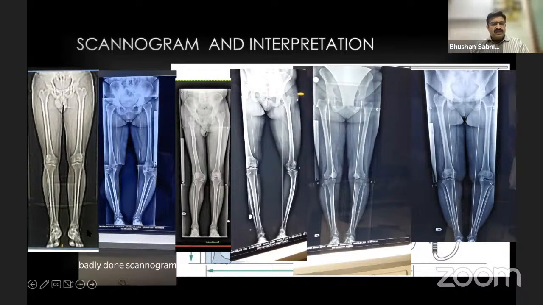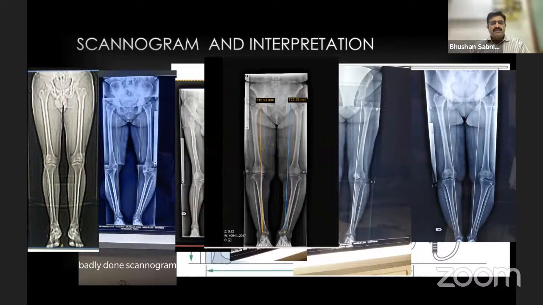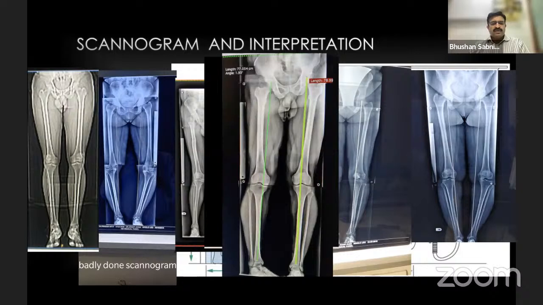I think this is the worst kind of scanogram that you can imagine. This is a lying down scanogram, and you can make out by the way in which the feet are placed. Never rely on a lying down scanogram for planning your surgery. One more advice is never to rely on the drawings of axis done by the radiographer. If you look at the axis marked on the right side, it doesn't make sense. It's going to the lateral side of the ankle joint, and this is something you should not rely on.